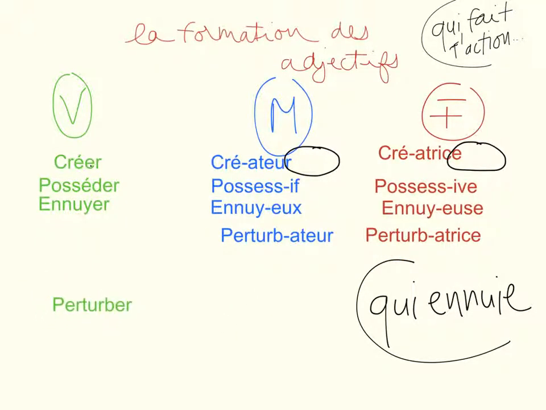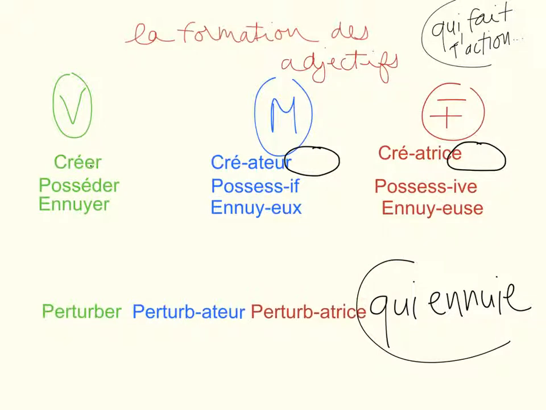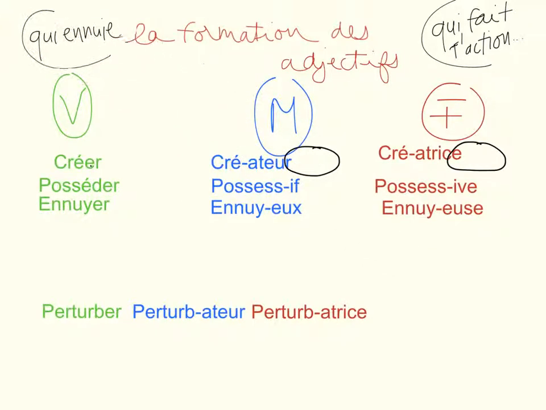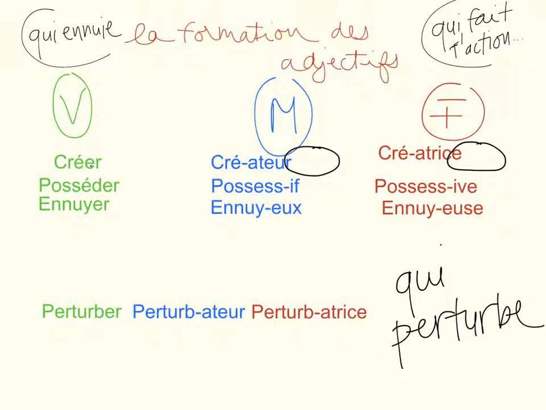Perturber. When you disturb the class, you would use that verb, perturber. Perturbateur, perturbatrice, okay, disturbing. Donc perturbateur, perturbatrice. Un étudiant perturbateur, c'est un étudiant qui fait l'action de perturber. C'est un étudiant qui perturbe. Okay, who disturbs the class. So this is it for the formation of the adjectives.